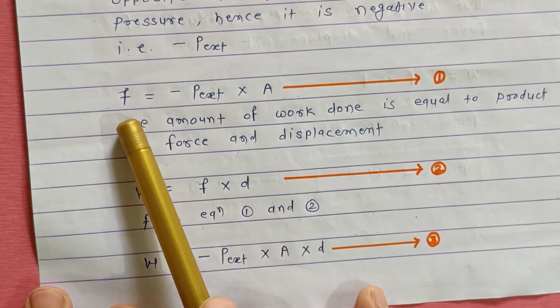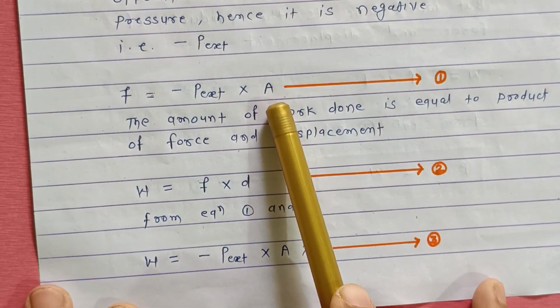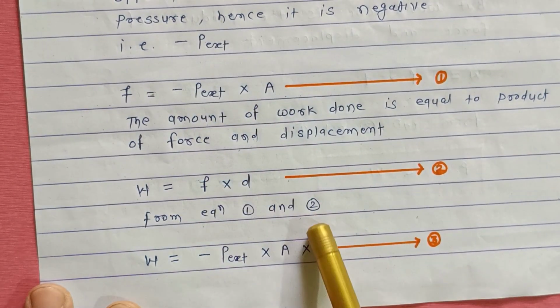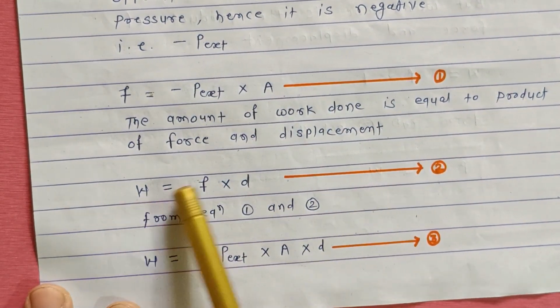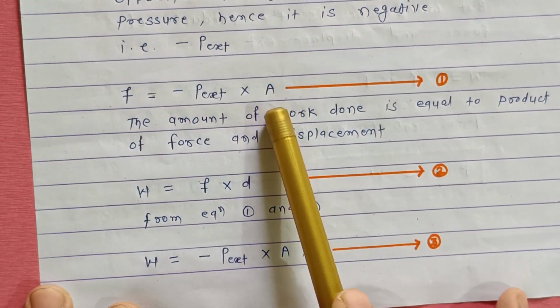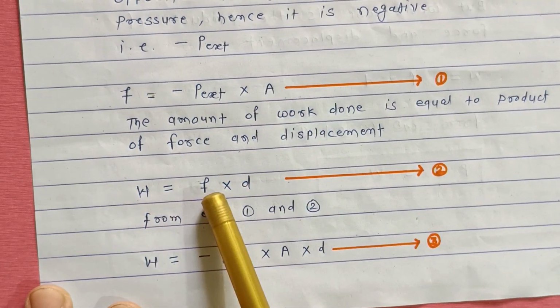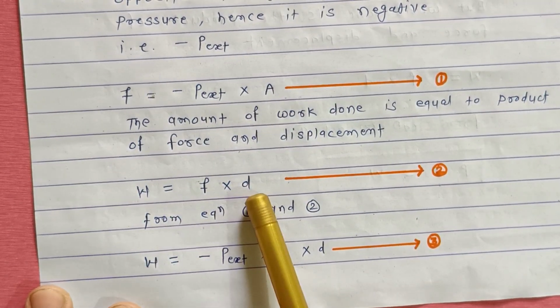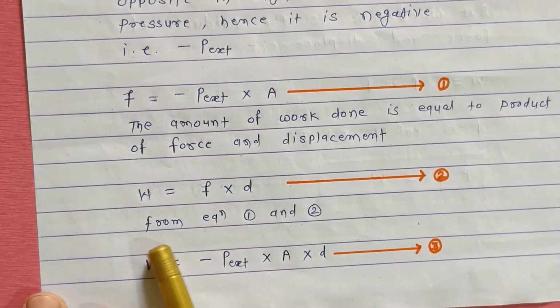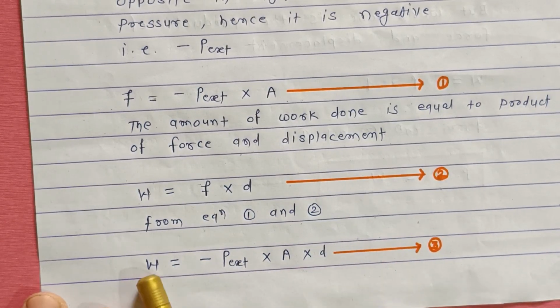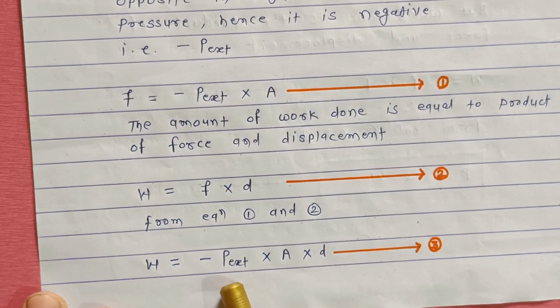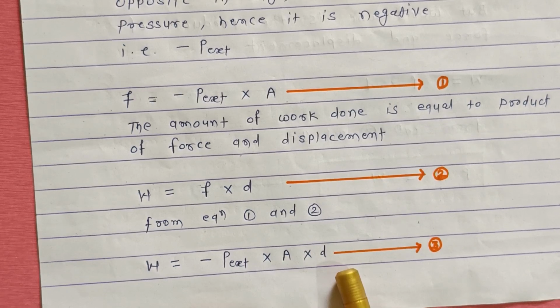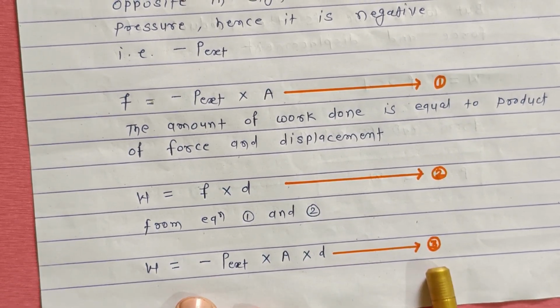But what is the value of F? F is equal to minus P external into A. Placing this value in equation number 2, W is equal to, what is the value of F? Minus P external into A. So W is equal to minus P external into A into D as it is. It results in the equation number 3. So W is equal to minus P external into A into D. This is our equation number 3.